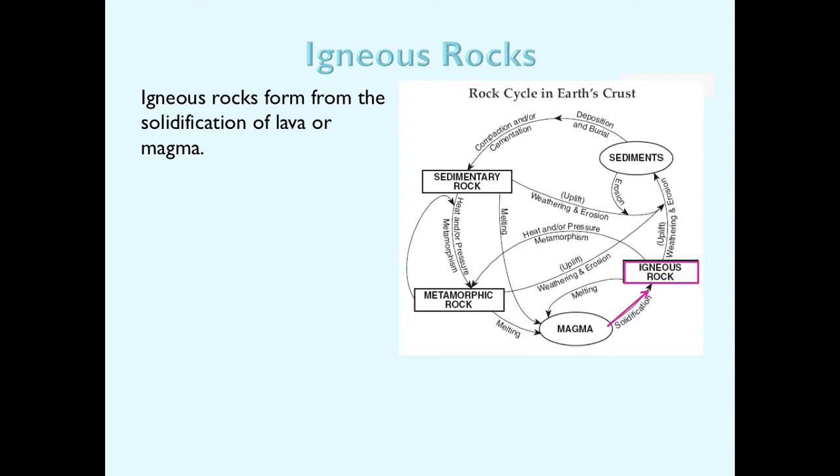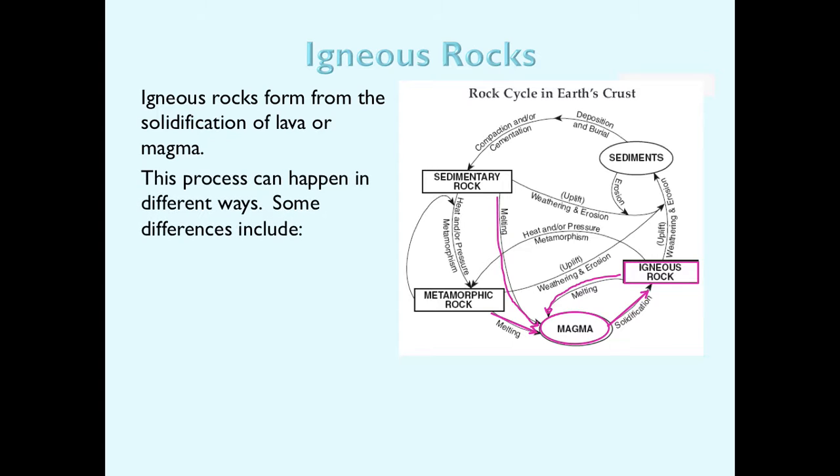You want to look at the arrow pointing towards igneous rock, solidification, changing from a liquid to a solid. And before that, it's rock in its liquid form. We call it magma underground, lava on the surface. So any rock, all three rocks can melt to form magma and then solidify to become igneous rock. It can happen in lots of different ways.